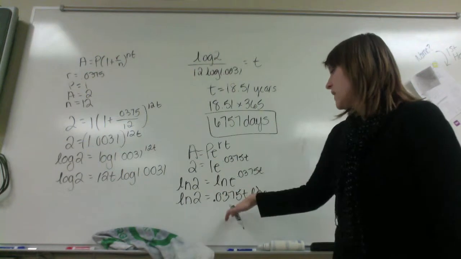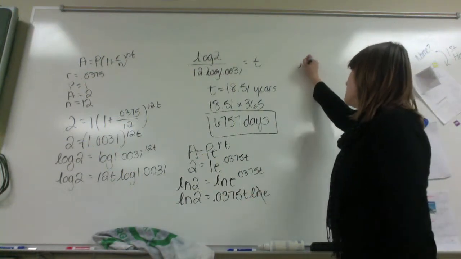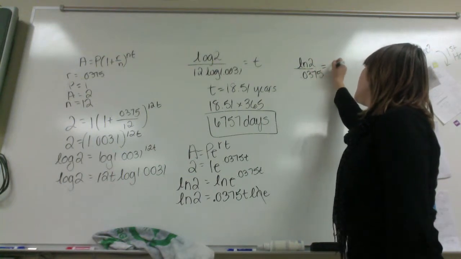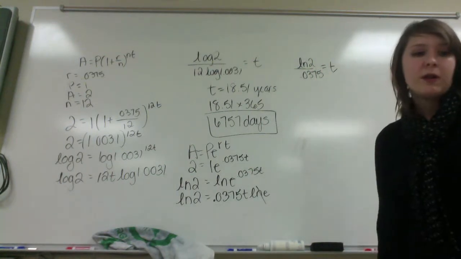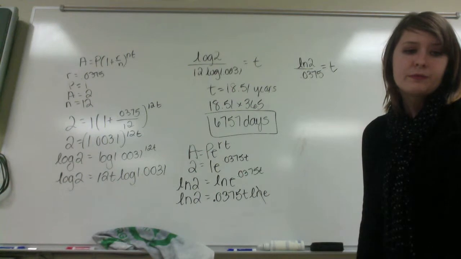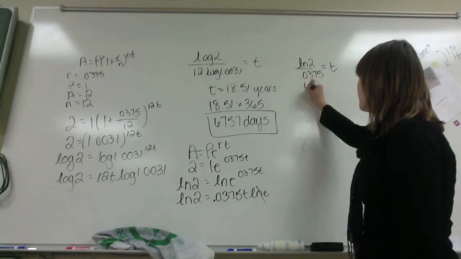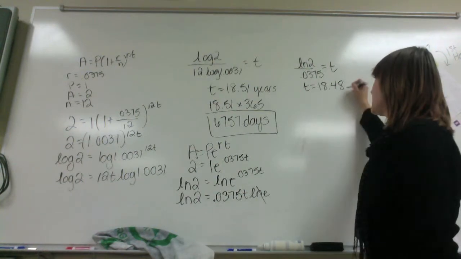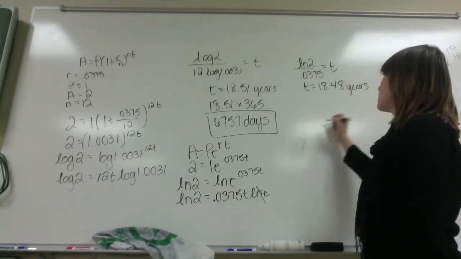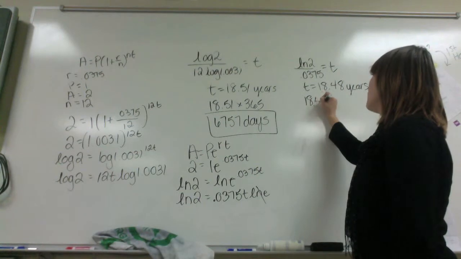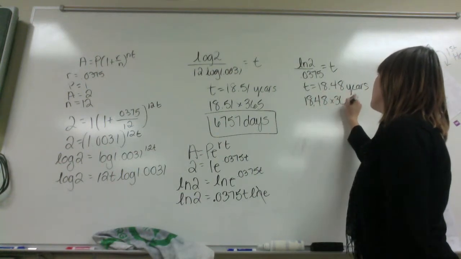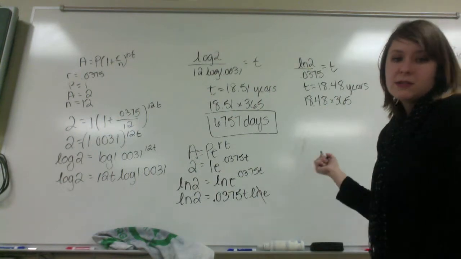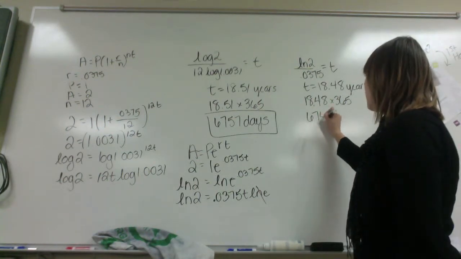I can divide both sides by 0.0375. And that'll give me t. When I plug that into my calculator, I get 18.48. Again, remember that's in years, so now I need to multiply that by 365, and that gives me 6,747 days.